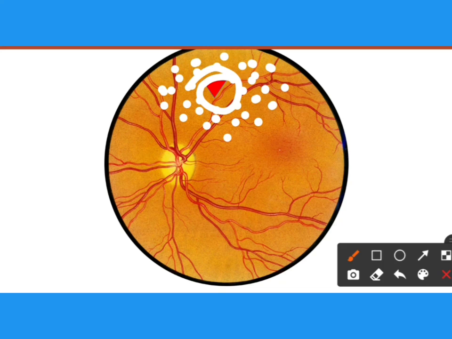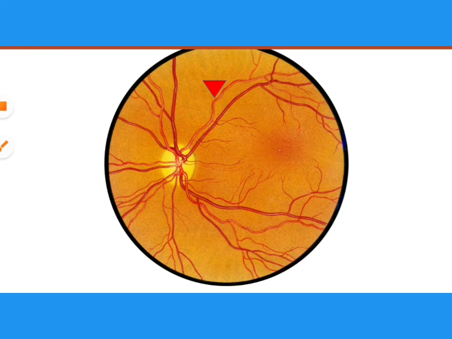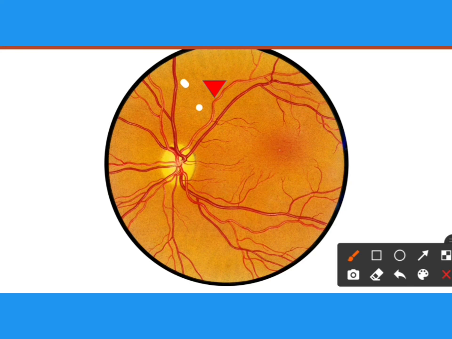This area also has a chance of RD. Again, you put it like this and here like this, but the examiner will also put the laser over the edge of the hole to avoid any accumulation of vitreous over this area, so that they are preventing further damage.